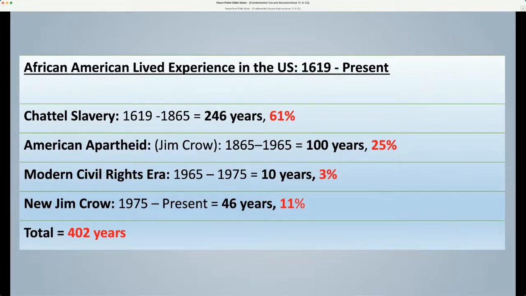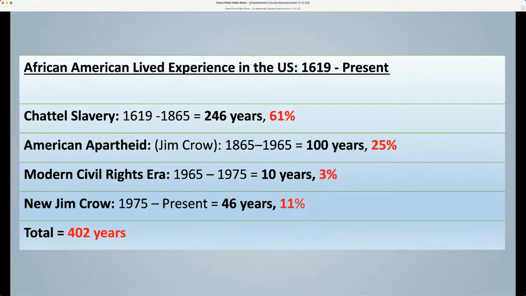For 246 years, African Americans were held in bondage, in chattel slavery. That's 61% of the time African Americans have been in North America. American apartheid, Jim Crow, after the Civil War, lasted 100 years until 1965. That's another 25% of the time. The modern civil rights era is just a brief blip in the historical timeline of this nation.